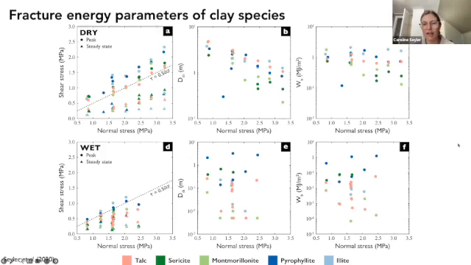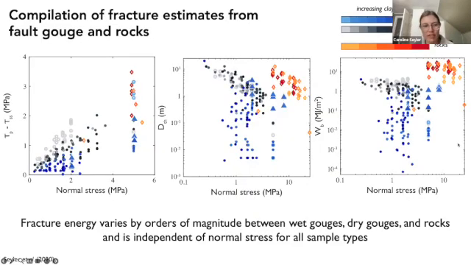Now when we take these results and compile them with a bunch of data from the literature, we categorized all the data into these 3 different types. All the experiments from my paper went into either this wet gouge category, which is the wet experiments on the clay species as well as the Cascadia gouge experiments, or this category for dry gouges. These are clay-rich gouges deformed under dry conditions. And the color scale here corresponds to clay content from 0 to 100% clay.